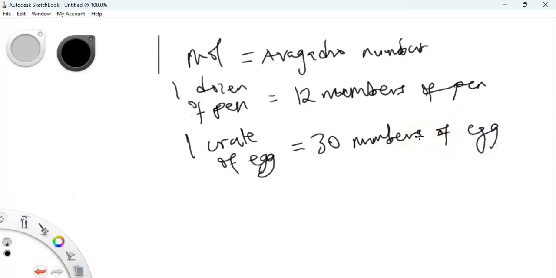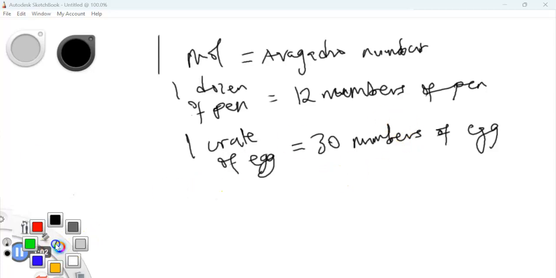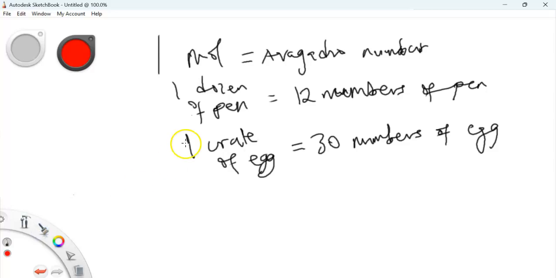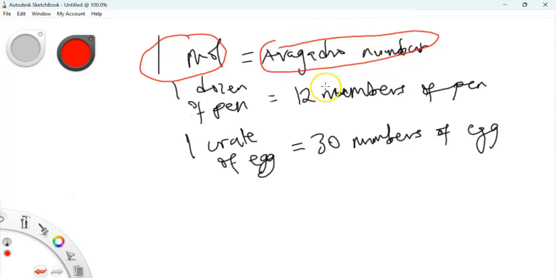So in that same way, if they say one mole of a substance, just know that one mole of a substance is equivalent to what is called Avogadro number. So you have to ask yourself, this Avogadro number, what is the value for it? The value for Avogadro number is 6.02 times 10 to the power of 23. Do you get now? That is the value.